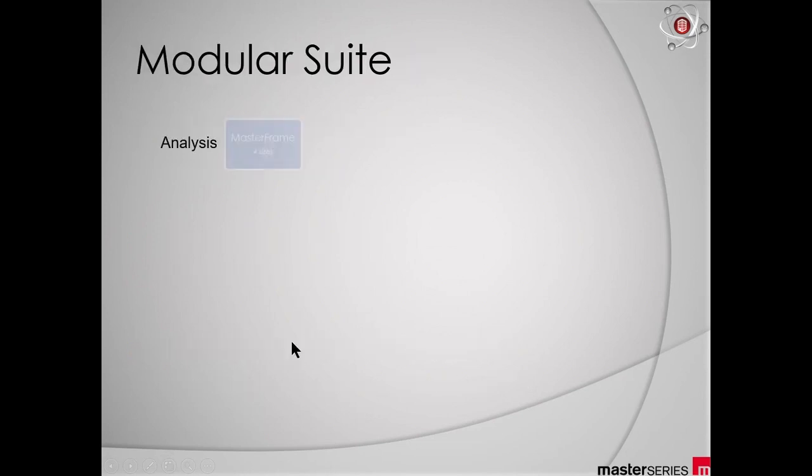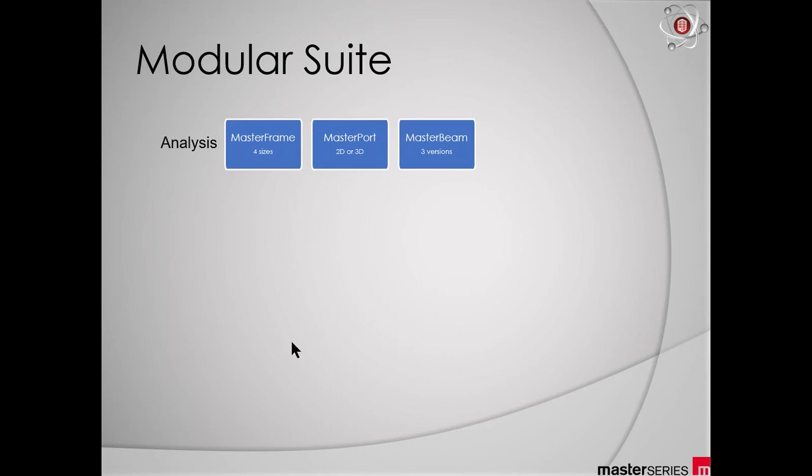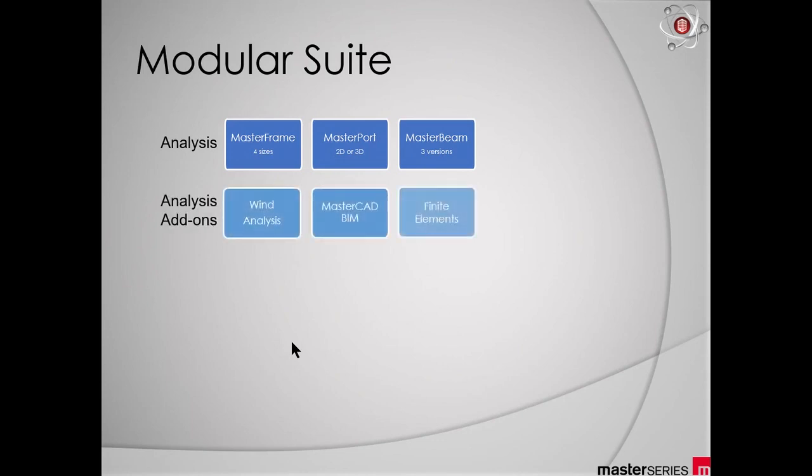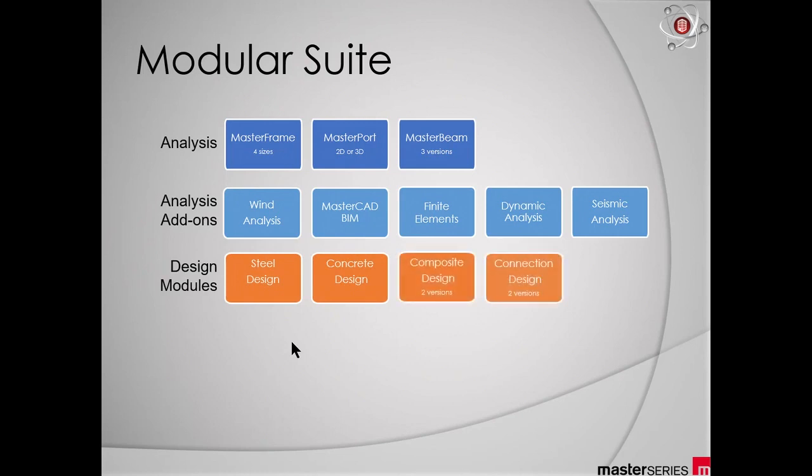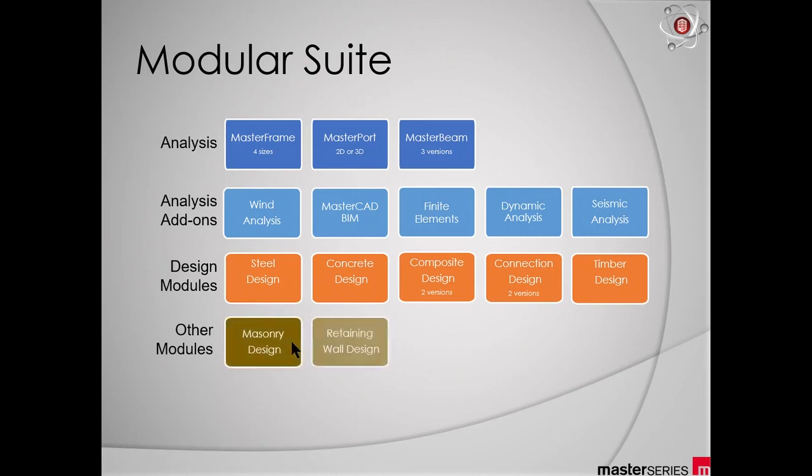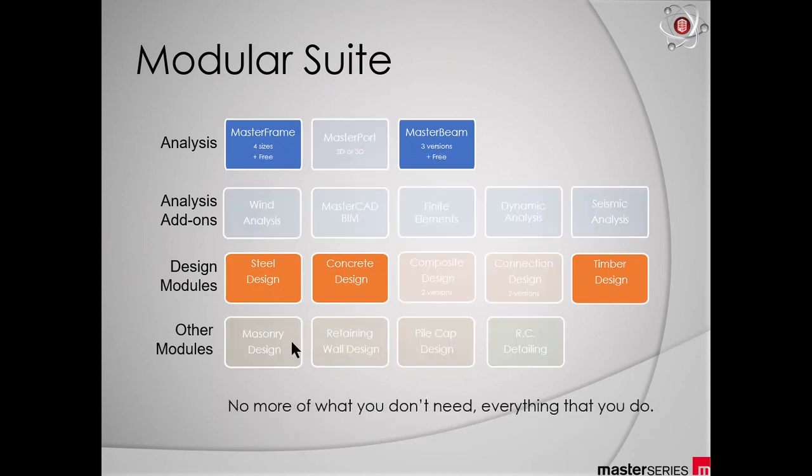So our modular suite of analysis is portals, beams, frames, and we can then add on wind and CAD and finite elements and dynamic and seismic analysis to that. And then we can add on steel, concrete, composite connections and timber design. And finally, masonry, retaining walls, pile caps and RC detailing. But today, all we're going to look at is a small bit of frame analysis, our beam designers, and some steel, concrete and timber design. So these are the areas that we are going to look at today.